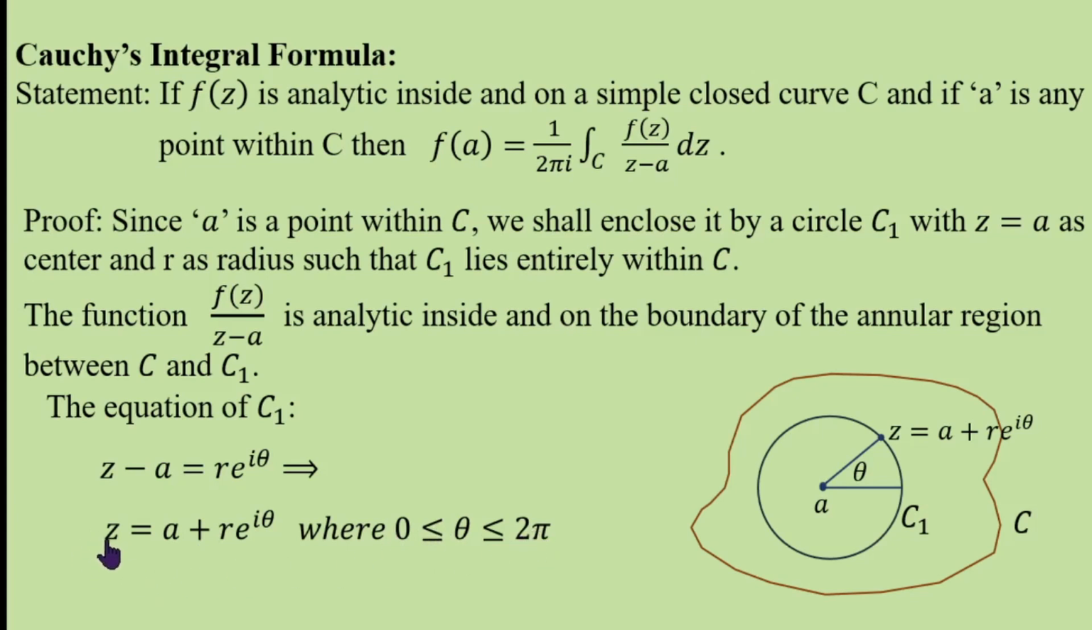Differentiate z with respect to theta. dz by d theta is a constant, so 0, r is also constant, and the derivative of e power i theta is i e power i theta. Therefore, dz is i r e power i theta d theta.